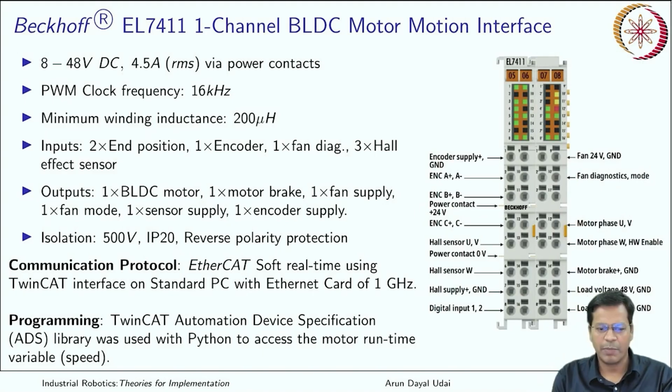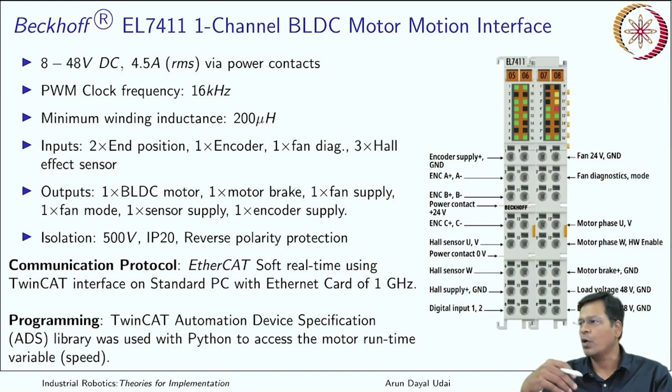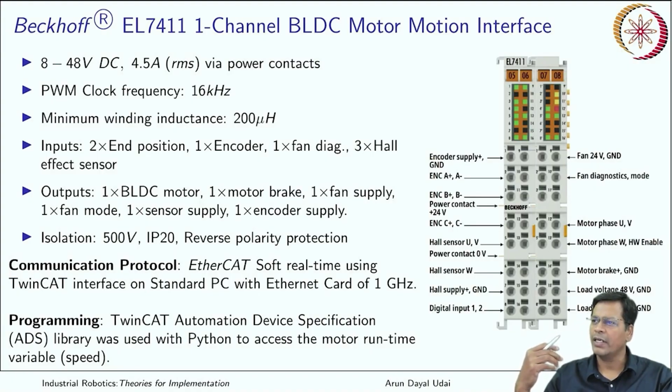Yes, this is the power contact which is here. The PWM clock frequency, that is the frequency at which it can do all sorts of control, is 16 kilohertz, which is quite high, so you hardly see any hum or noise over there, and they are very precise. That is the reason. And there is a minimum winding inductance, which means the motor should not have less than this inductance.